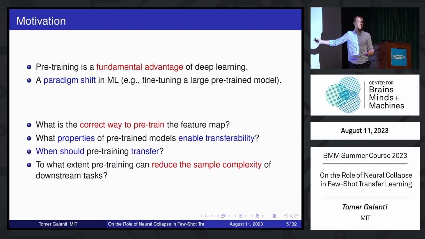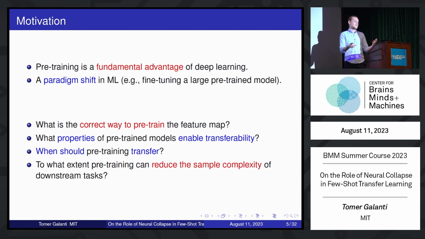So the questions that I want to tackle today are: what is the correct way to pre-train models, in the specific case of classification; what properties of pre-trained models are useful for transfer learning, what kind of representations we want to obtain to be able to transfer; when should it work, what are the conditions, what assumptions do we need to make to ensure that if I train on one task, it would generalize to new tasks; and to what extent can we reduce the sample complexity of the target task.